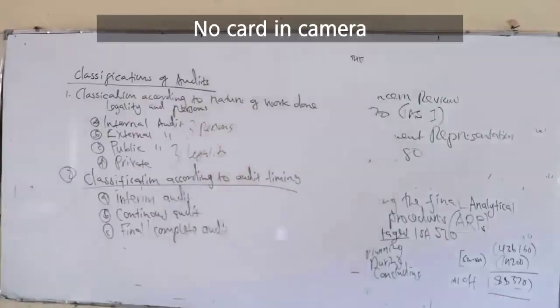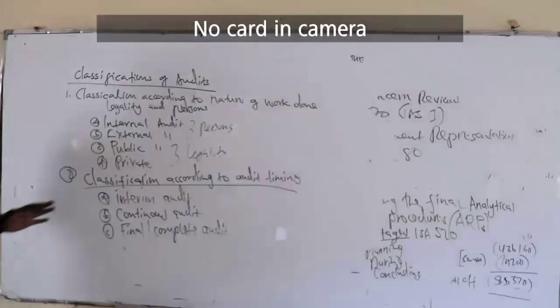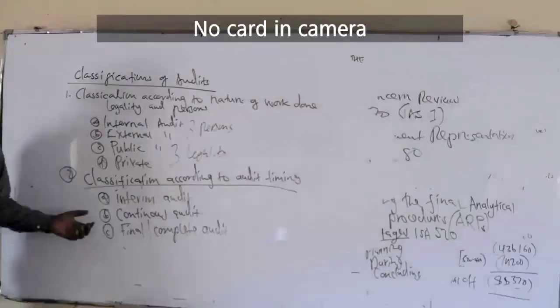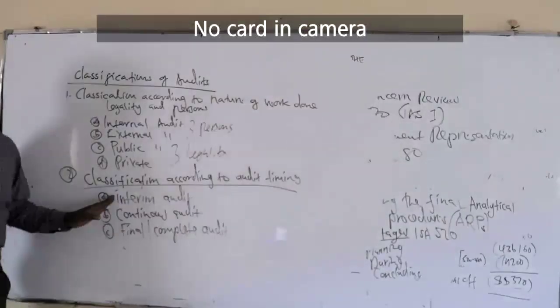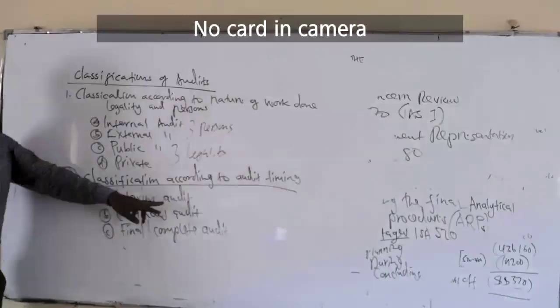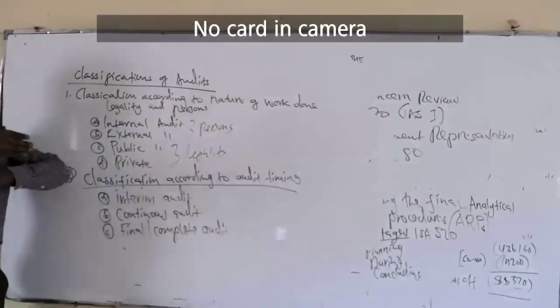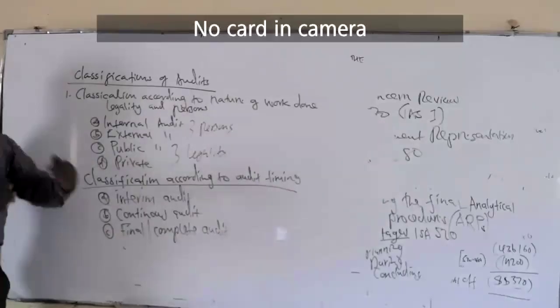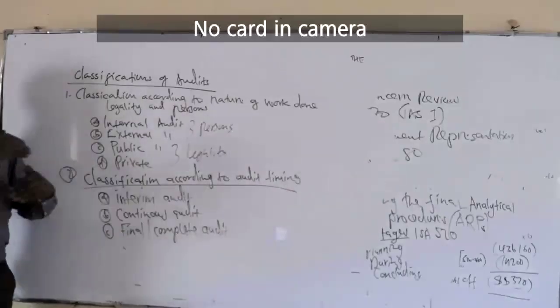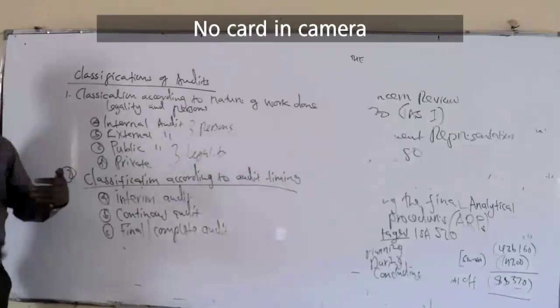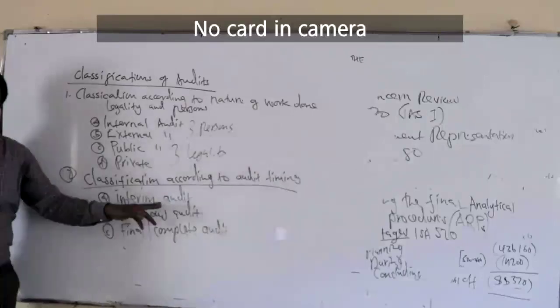Okay, these ones are things that we did in our lower levels. So interim audit is done at regular time intervals. It's a type of audit done at certain regular time intervals. This occurs maybe after 3 months, 9 months, 6 months, etc.